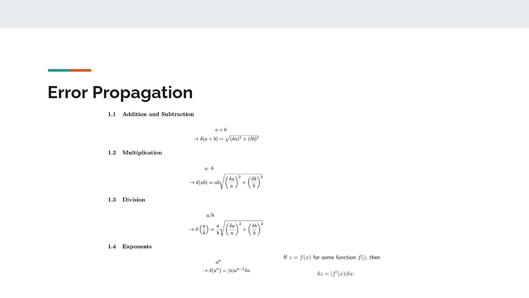Next, we have error propagation. We have addition and subtraction, multiplication, division, exponents. The basics of this is that if we're given a function, our uncertainty is going to go by this. And this is the calculus interpretation. It's just best to memorize these formulas, and we're going to get a little bit more into this later. And there's one thing that this doesn't cover, and that is average.